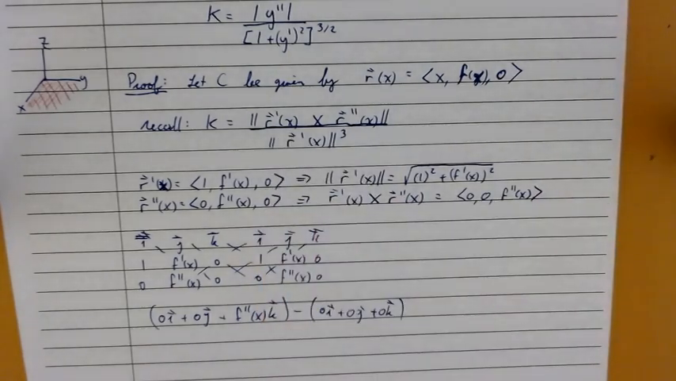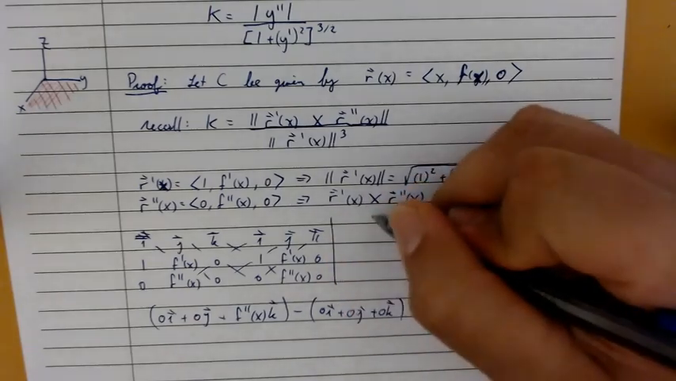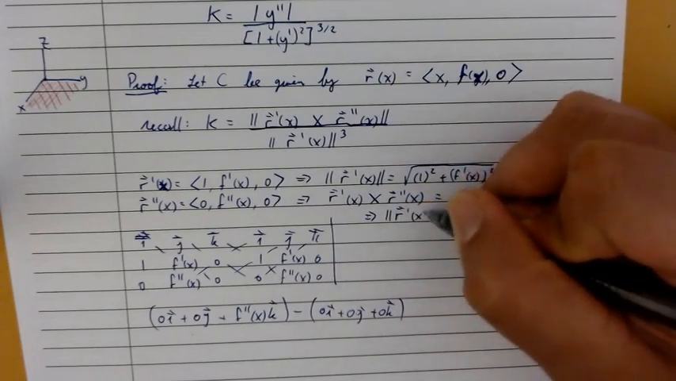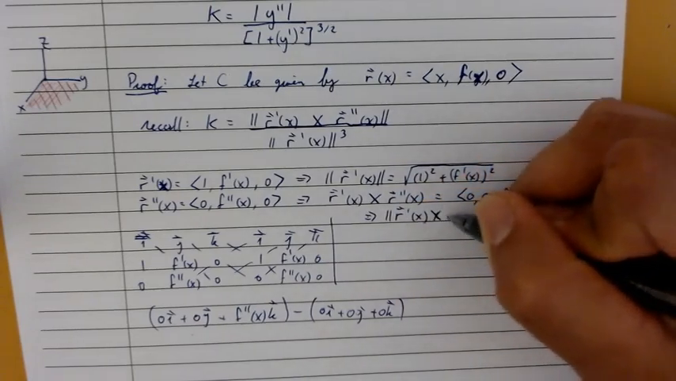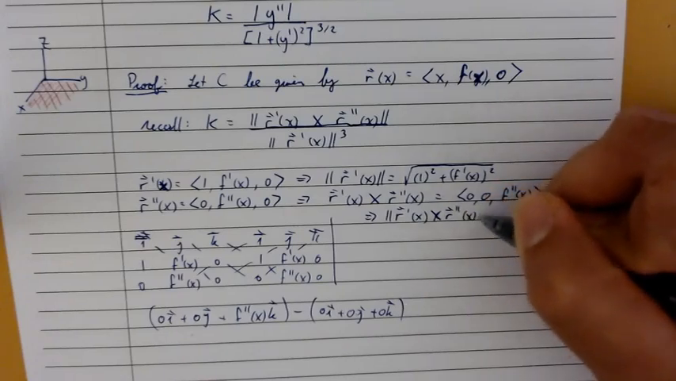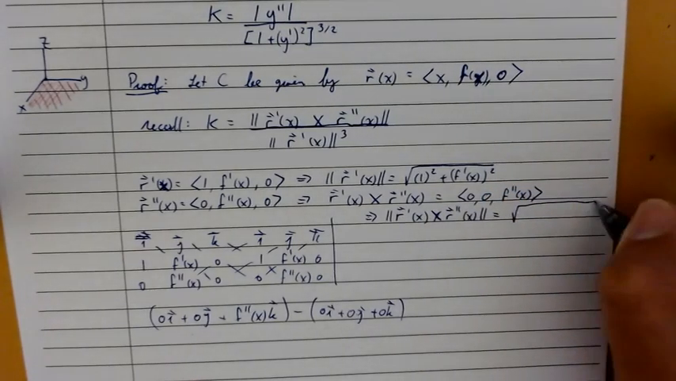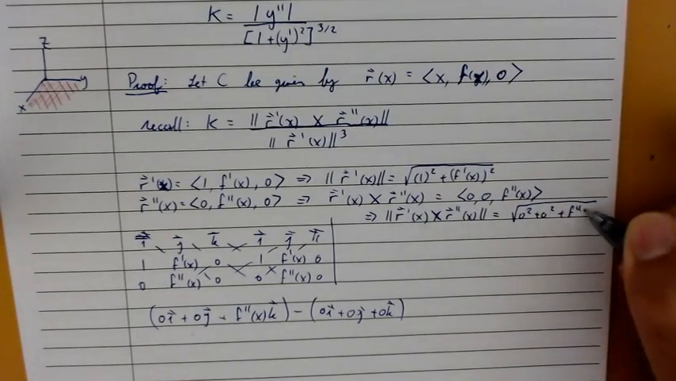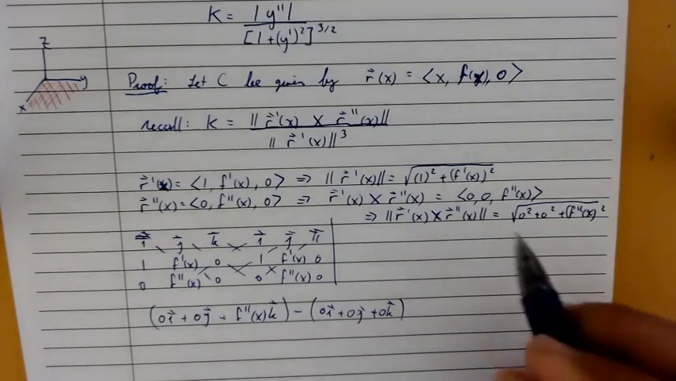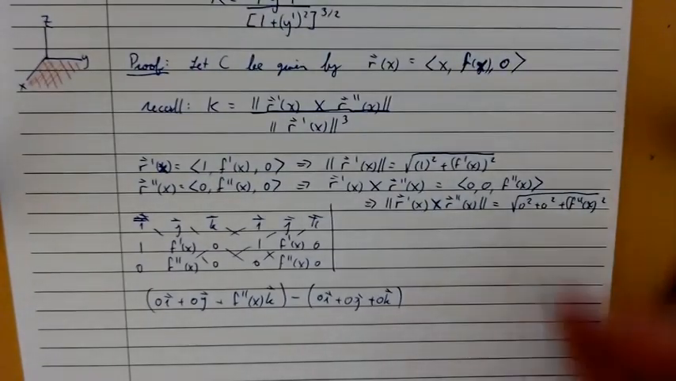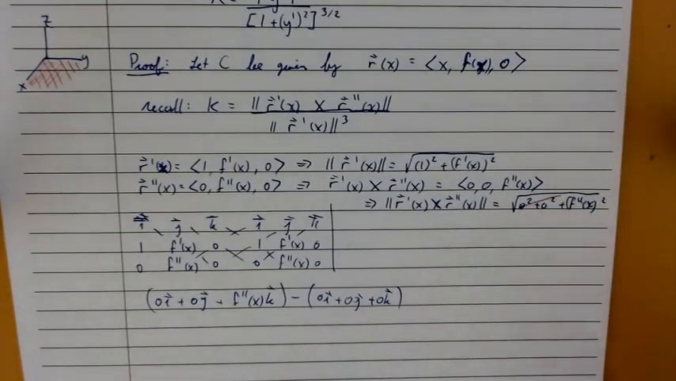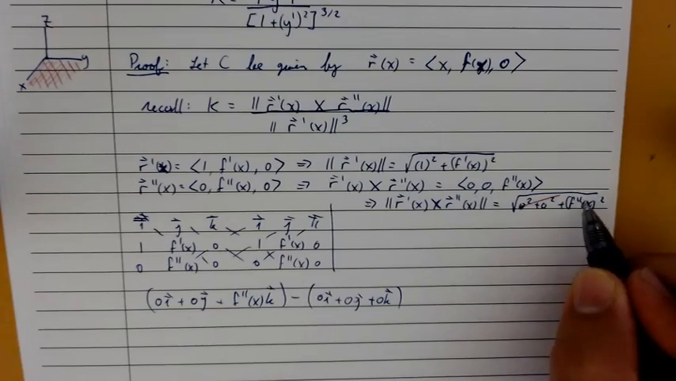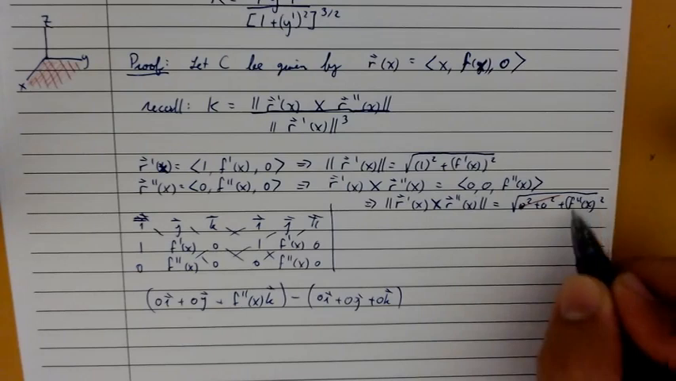Well, I want the magnitude of that, though. Okay, so then that implies that the magnitude of r prime of x crossed with r double prime of x is going to equal the square root of, well, that'll be 0 squared plus 0 squared plus f double prime of x squared. Well, since these are both 0, we can just ignore those. And that's going to be the square root of f double prime squared. Well, when you take the square root of a square, you get the absolute value of what's inside.